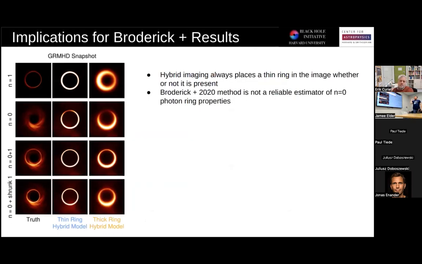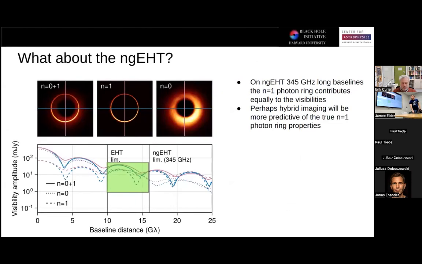Okay, so the implication, at least personally for me, is that I would not say the hybrid imaging is a useful tool for detecting n equals 1 photon rings, or maybe even really measuring its properties. It always puts a ring down, and it doesn't reliably seem to extract the n equals 1 properties. So then a question becomes, I'm also a member of the NGEHT. It's also a great telescope. I love it. Just had a meeting on it last week.